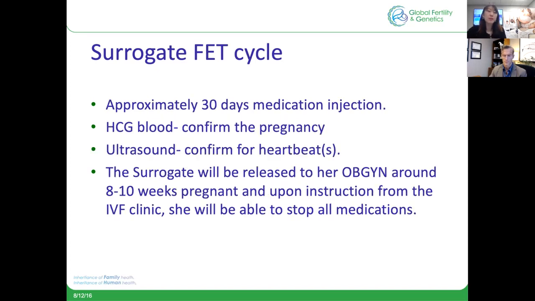The next step is the surrogate frozen embryo transfer cycle. Usually the surrogate takes approximately 30 days of medication injections, and after the transfer, she will do a blood test of HCG to confirm her pregnancy, and then an ultrasound to confirm her heartbeat. The surrogate will be released to the OBGYN around 8 to 10 weeks of pregnancy, and upon instruction from the IVF clinic, she will be able to stop all medications.